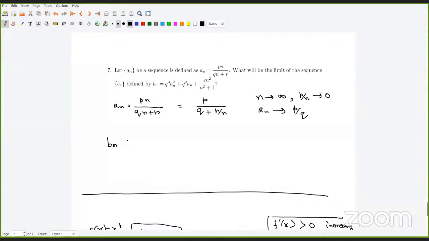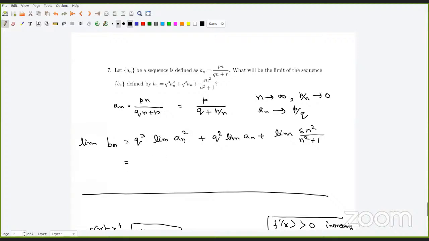How can we find it? So this is q cube. So the limit of bn is q cube, plus the limit of an square plus q square, plus the limit of an, plus the limit of this. This is independent of a.